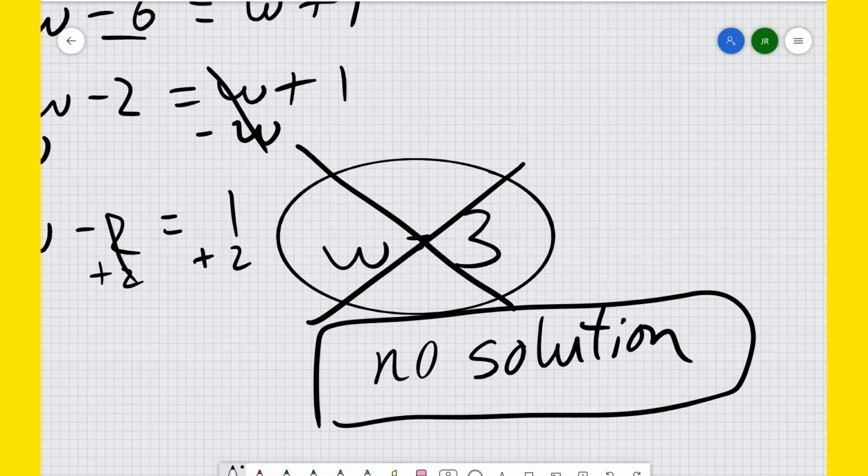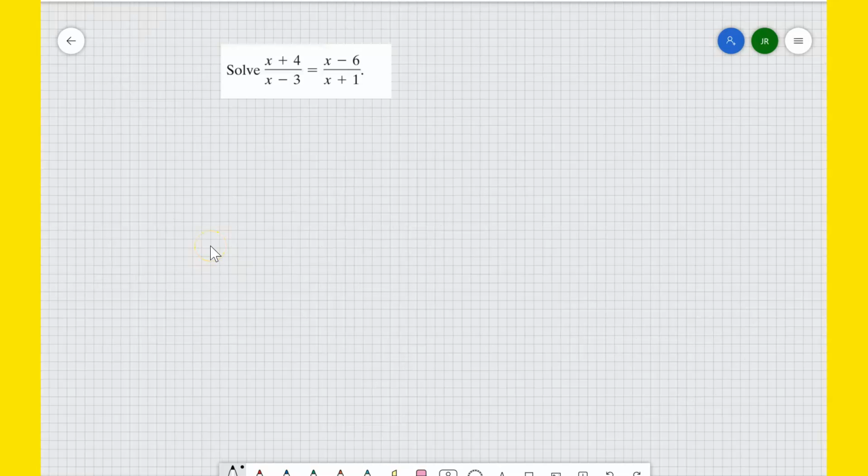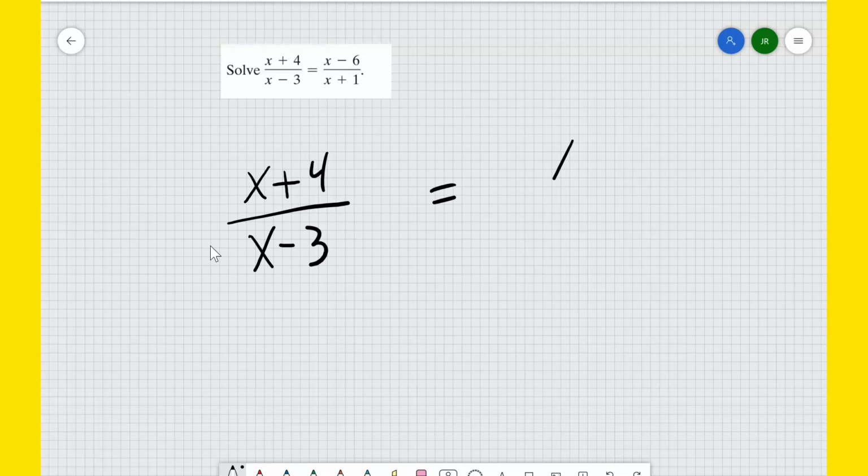Okay. Next example. I'm going to spread it out a little bit. Okay, same strategy. I'm trying to get everything off the bottom.